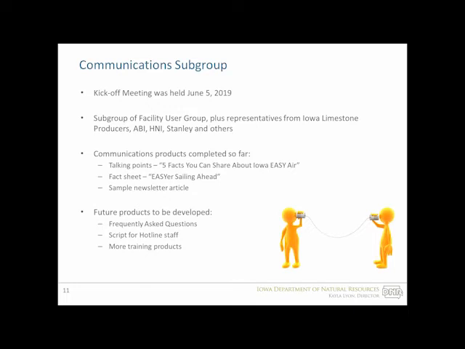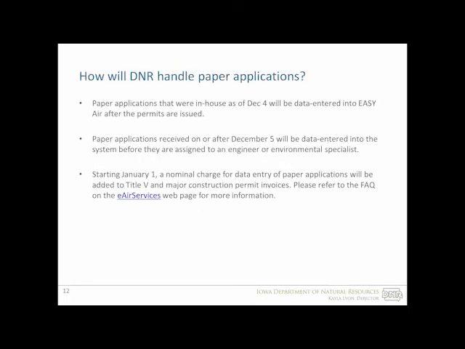One thing I wanted to talk to you about was paper applications. So EASY is an electronic program. It's not mandatory, so you can still submit a paper application, which we really don't prefer, but you can do it. Paper applications that were in-house as of December 4th will be data entered into EASY after the permits are issued. The reason we do that is we are moving all of the tracking and invoicing and time tracking for our processes to EASYair, so we really need to have all the applications in EASY.